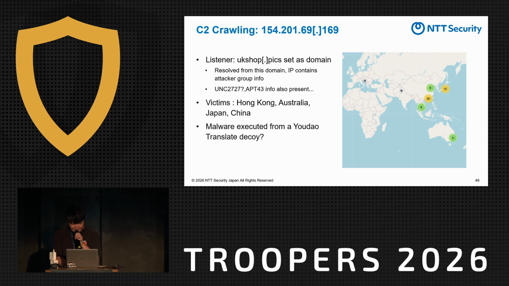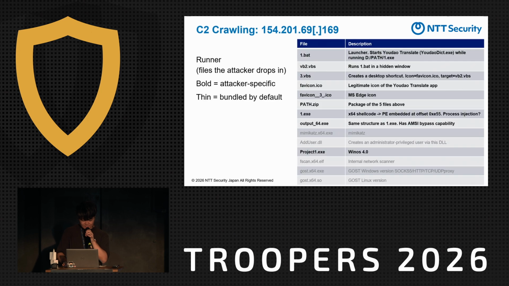Furthermore, some information linked to UNC2727 and APT43 has also been found on this infrastructure, suggesting connections to known threat actors. The affected regions include Hong Kong, Australia, Japan, and China. Additionally, there is a possibility that malware executions involved a decoy via the translation service Youdao, indicating that social engineering techniques might be used. And this slide shows a set of tools or runners deployed by the attacker on the C2 server.